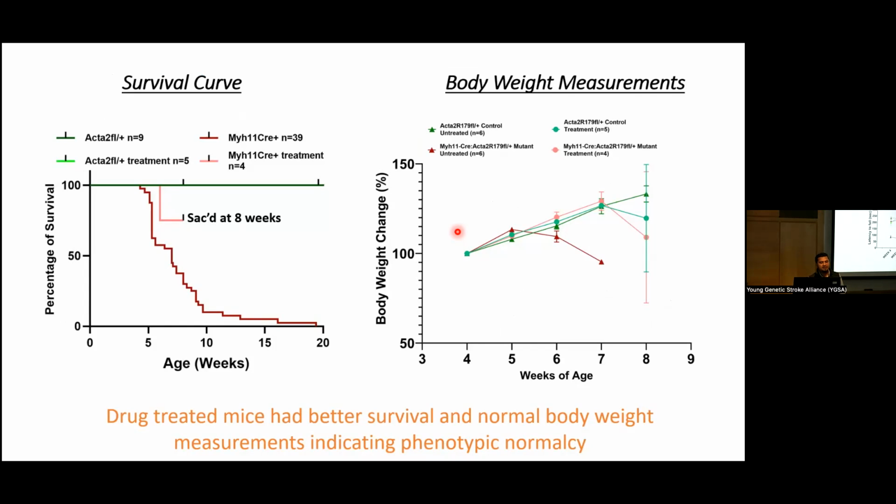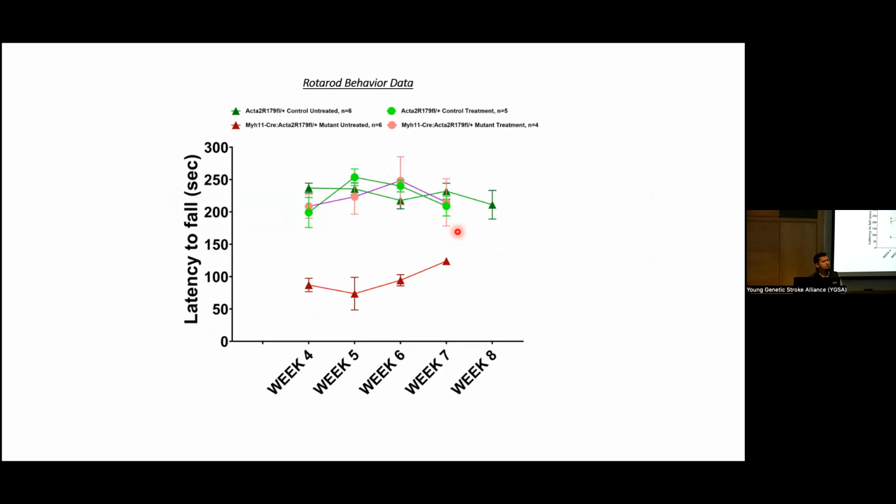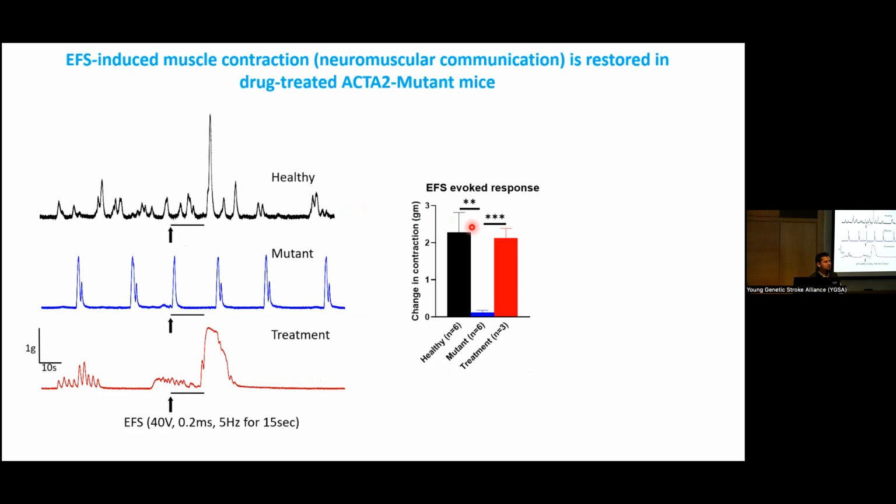They also checked something called the rotarod. They put the mice on a treadmill-type apparatus, and that treadmill is not horizontal, it is rotating, and the control mice, particularly the mutant mice, cannot stay there longer. They fall from that treadmill, but after the treatment, you see they can stay there longer, like the healthy control.